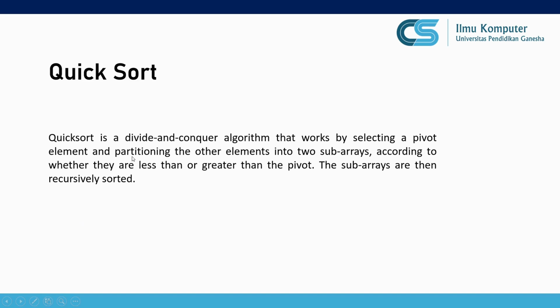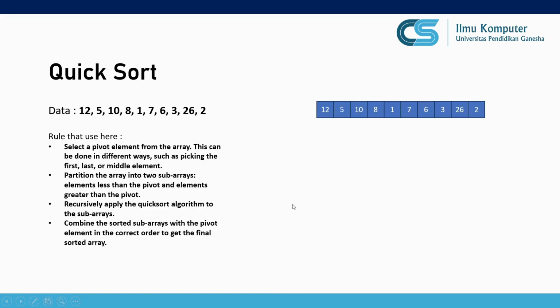So basically, quick sort is a divide and conquer algorithm that works by selecting a pivot element and partitioning the elements into two subarrays according to whether they are less than or greater than the pivot. Then after that, the two subarrays are recursively sorted. So here's how the quick sort algorithm works. Here's some data: 12, 5, 10, 8, 1, 7, 6, 3, 26, and 2.